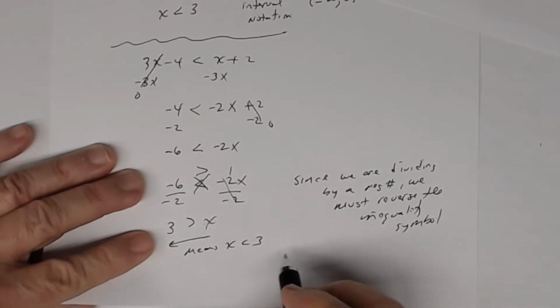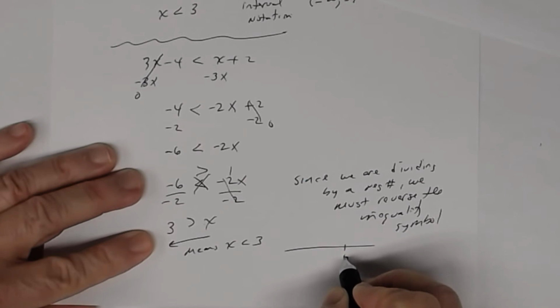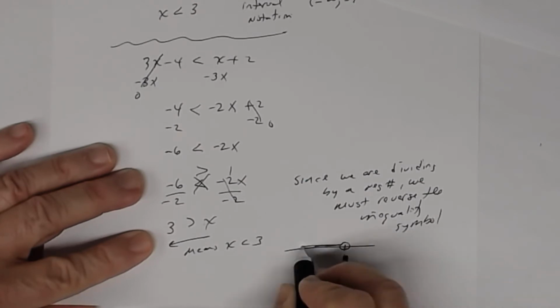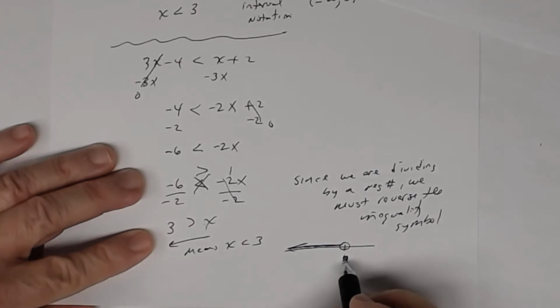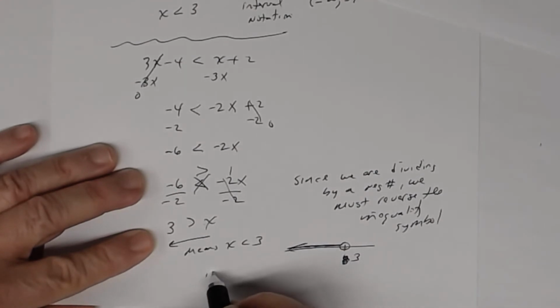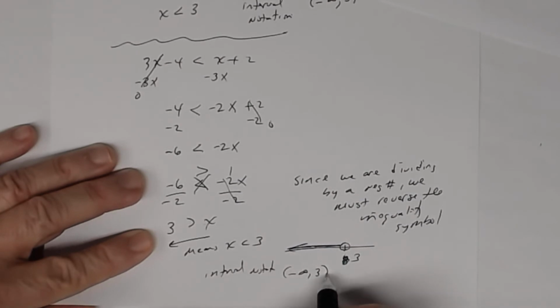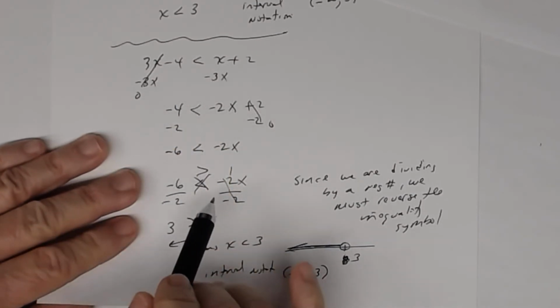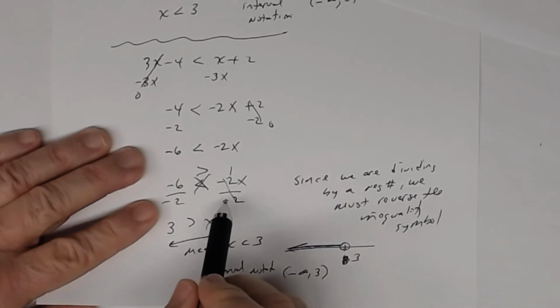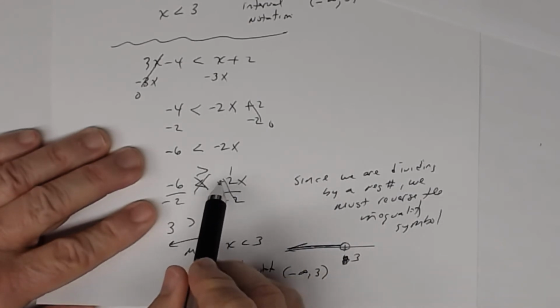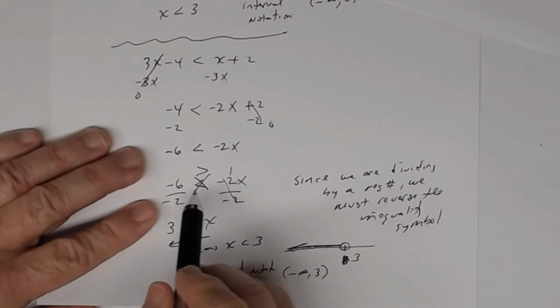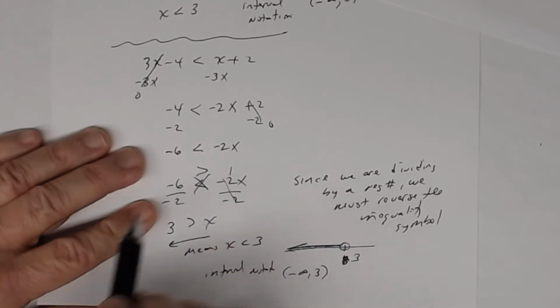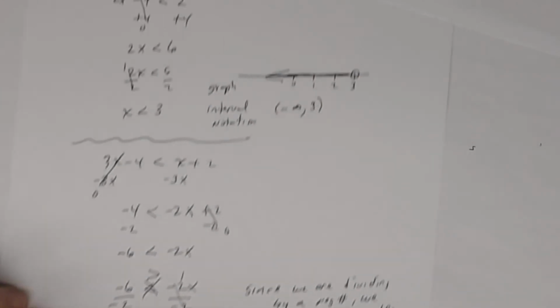And then from here, you would then graph it. So here's 3, with an open circle going to the left. So there's the graph. And then in interval notation, you're going to say negative infinity to 3, parentheses. All right. But the reason I wanted to do this again was to remind you that when you divide or multiply both sides of an inequality by a negative number, you have to reverse that inequality symbol. So cross this out and put greater than. All right. Okay, so that was number 1.